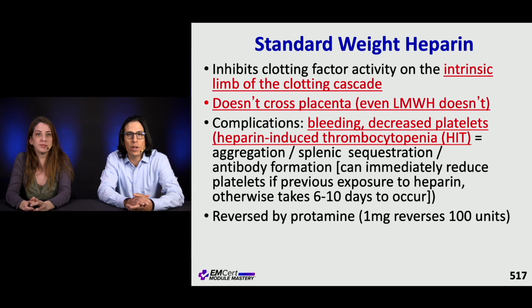This inhibits clotting factor activity on the intrinsic limb of the clotting cascade, right, by potentiating the effect of antithrombin 3. It does not cross the placenta, and actually low molecular weight heparin also doesn't cross the placenta, so both of these can be used in pregnant patients.